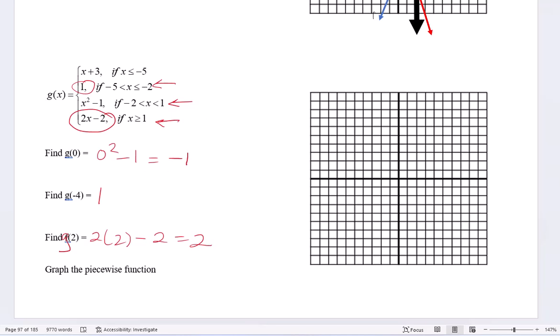Now graphing it is going to be a little bit different because I've got so many different things. So the first thing I'm going to look at is the graph.